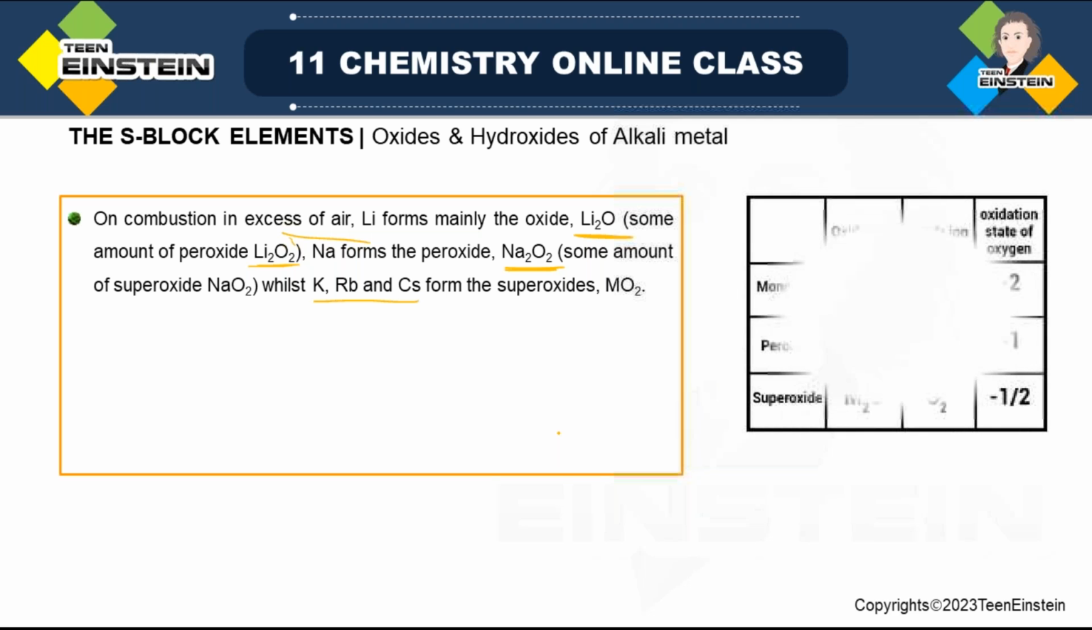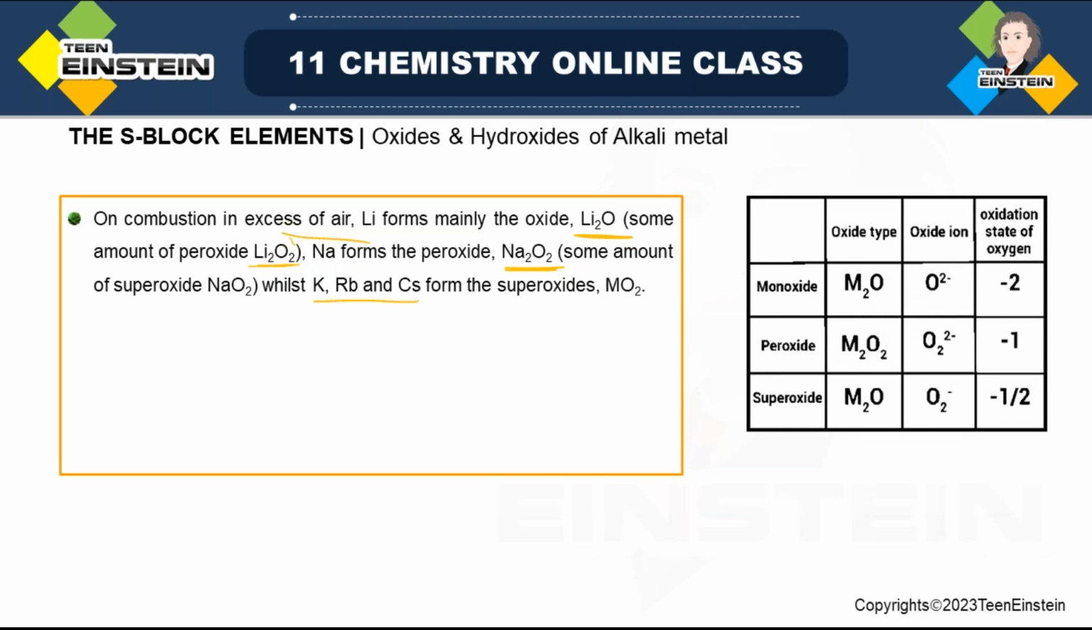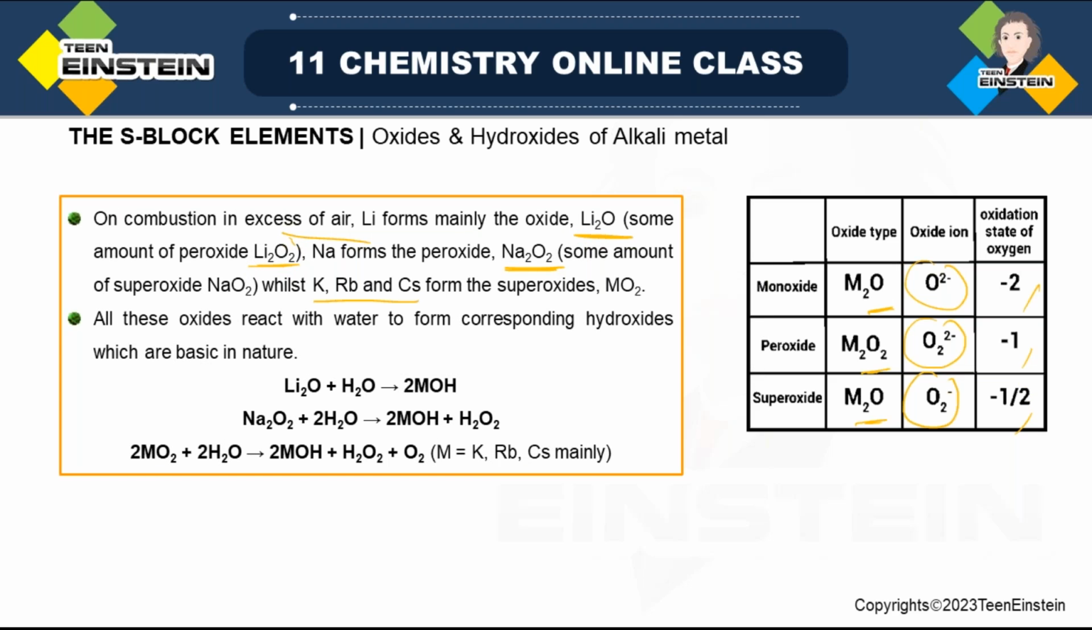Now in this table you can see the monoxide formula, the peroxide and the superoxide. And what type of anion is involved is also clearly mentioned, with the oxidation state. This information we already know. And for these oxides we have also mentioned that they are basic, and when they react with water, they form hydroxide. Now you can see these reactions. How the oxides are formed from oxygen, you already know. But when these oxides react with water, what is formed? In each case, there is formation of MOH.